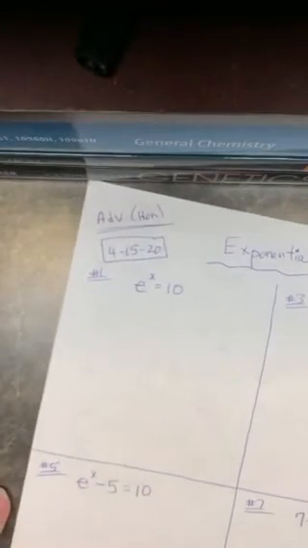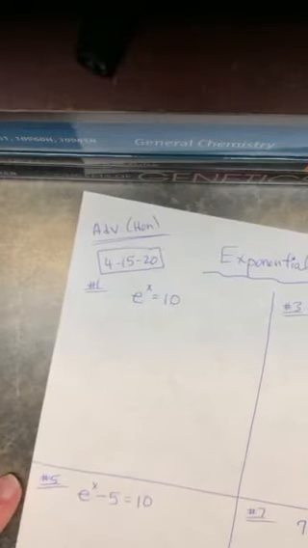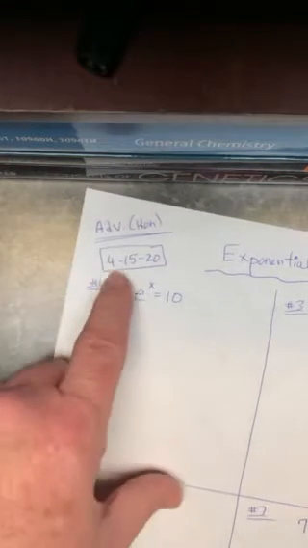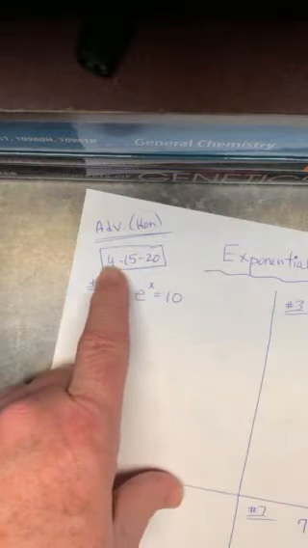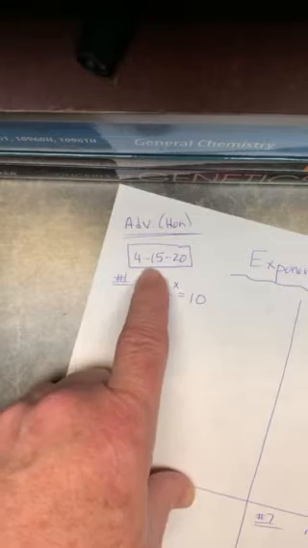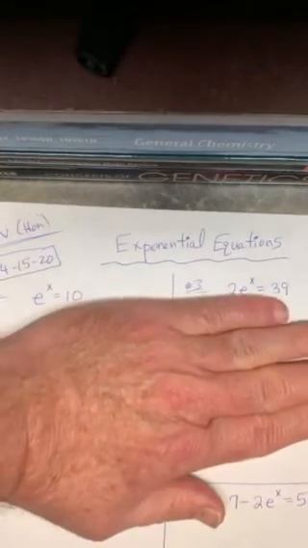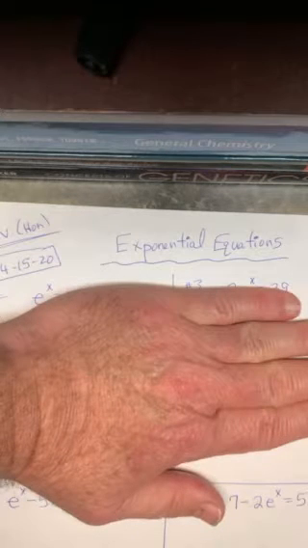Okay, it is Advanced Math Trig Honors Class, Mods 2, 3, and 4. Today is Wednesday, April 15th, 2020. So, top left corner of your paper, today's date is 4/15/20. The title is Exponential Equations.